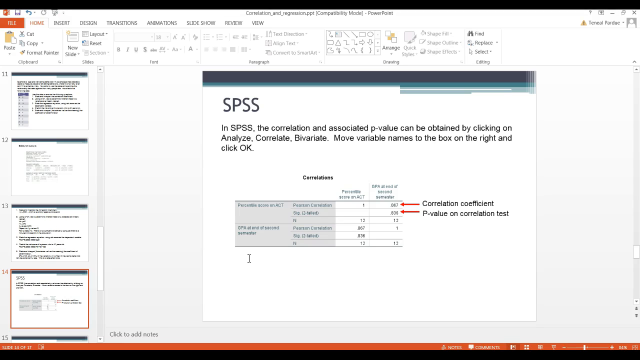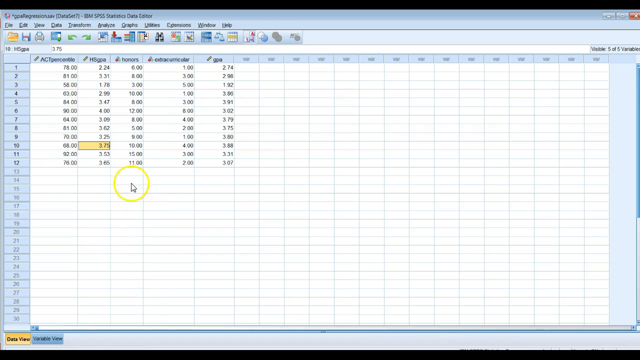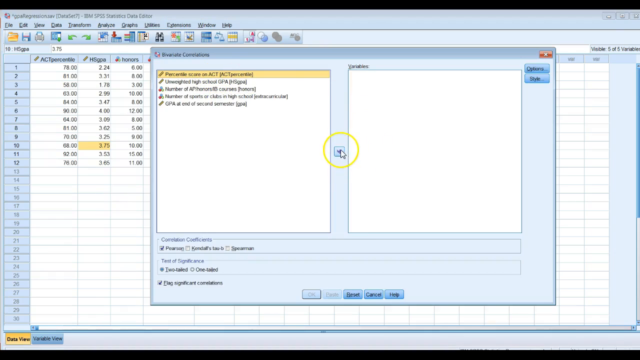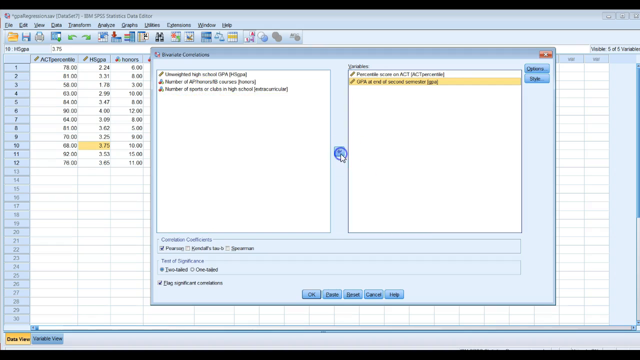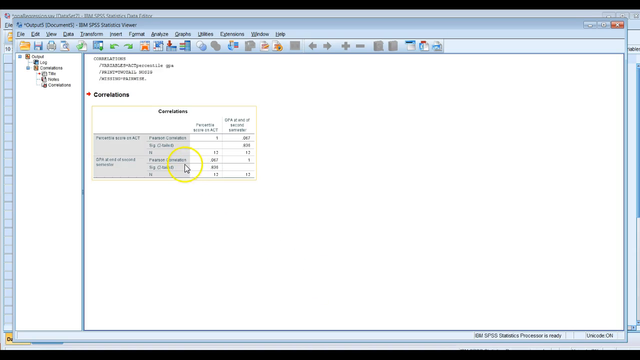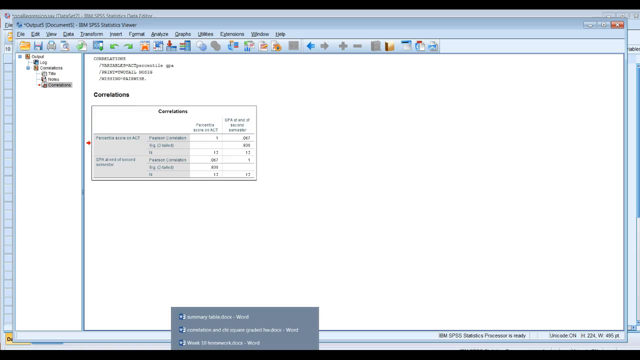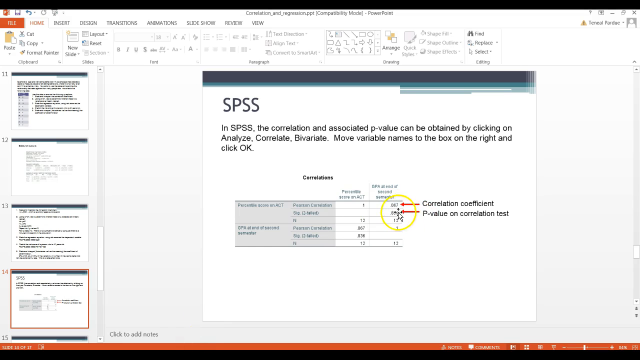Now, let's go to SPSS. So I have the example for ACT and GPA in SPSS, and we've got a couple other variables here too. So if we want to get the correlation, we can go to, and we did this before, Analyze, Correlate, Bivariate, and we just move our two variables over here. Click OK, and you'll copy and paste this over. Just right click, copy special, and pick image. And so we have here our correlation coefficient, which is R, 0.067. And underneath that, where it says Sig. (2-tailed), that's the p-value on the correlation test. Okay?